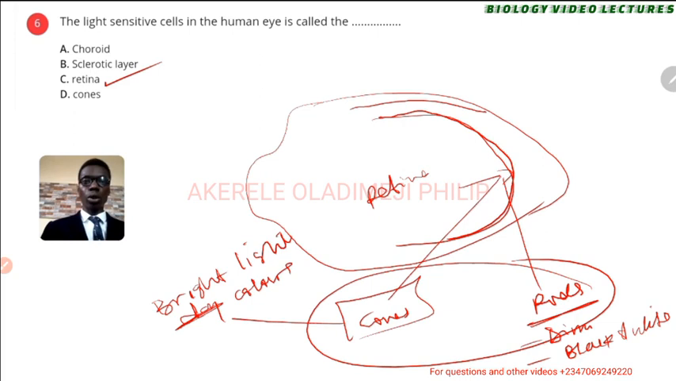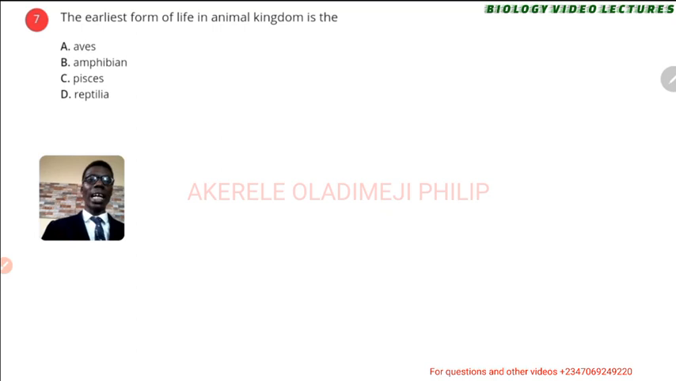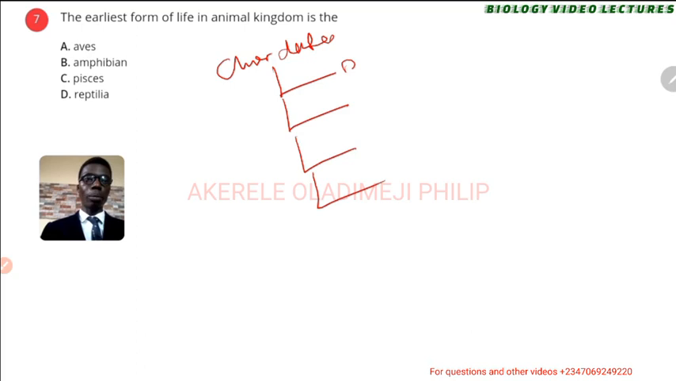All right. The earliest form of life in animal kingdom is, okay, now let me, from what we have here, let me arrange them. The earliest means the last one to have evolved. So normally for code it, this is what you have. You have what I call it PARAM, P-A-R-A-M. What do I mean?